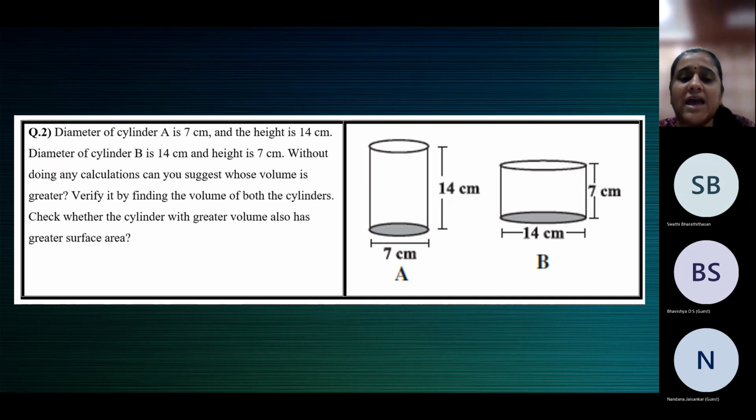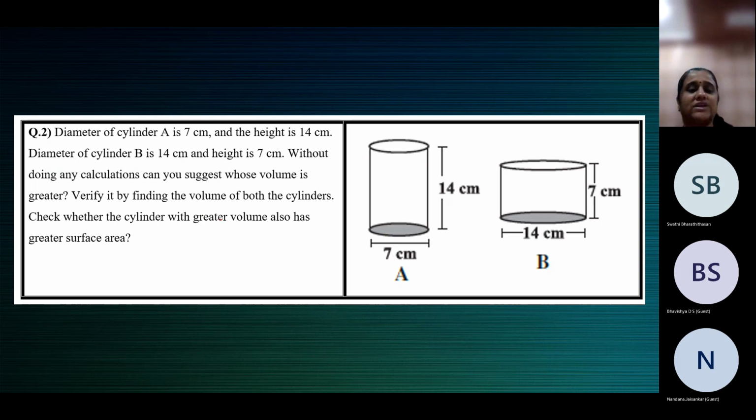For cylinder A, diameter is 7 centimeters. For cylinder B, diameter is 14 centimeters. For cylinder A, height is 14 centimeters. For cylinder B, height is 7 centimeters. Now, what is the question? Without doing any calculations, can you suggest whose volume is greater? Verify it by finding the volume of both the cylinders.